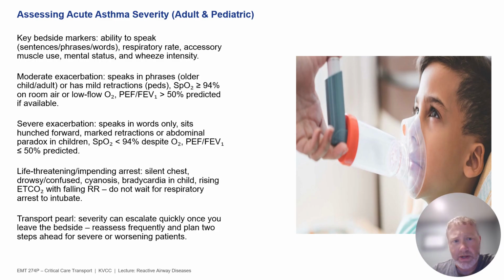In pediatrics, pay extra attention to retractions and identifying where the retractions are, whether they're intercostal, subcostal, suprasternal, and also paradoxical breathing, kind of seesaw breathing, because children have much more compliant chest walls and will show these signs earlier than adults.